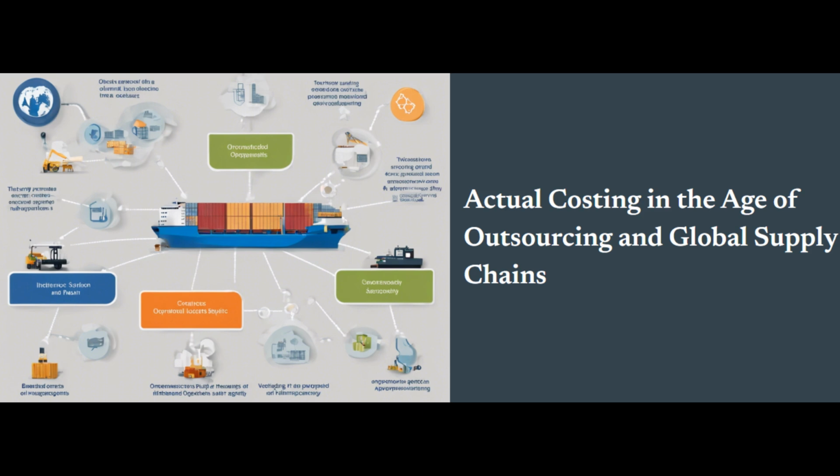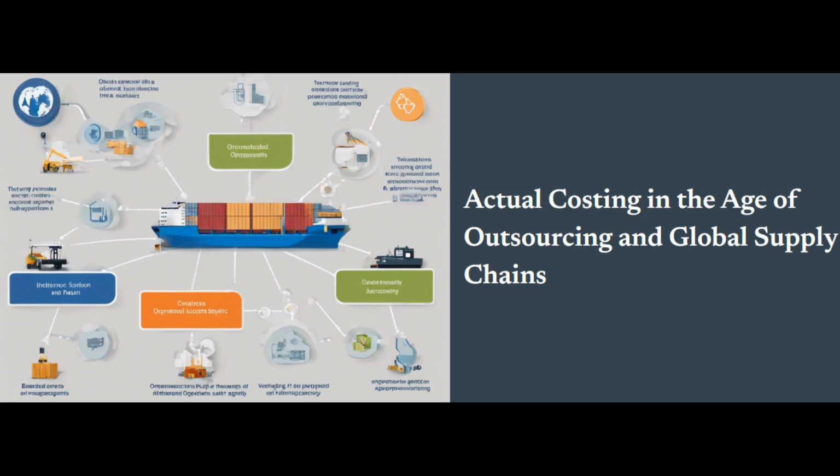Integrate actual costing with supply chain management systems. Seamlessly integrate the actual costing data with the organization's supply chain management software, enterprise resource planning systems, and other operational tools to enable real-time visibility and decision-making. Foster cross-functional collaboration. Encourage collaboration between the finance, procurement, operations, and logistics teams to ensure that the actual costing data is properly interpreted, aligned with strategic objectives, and effectively utilized in supply chain decision-making.